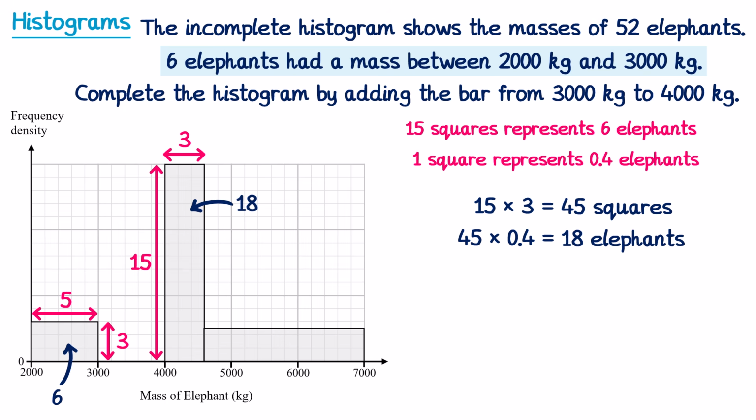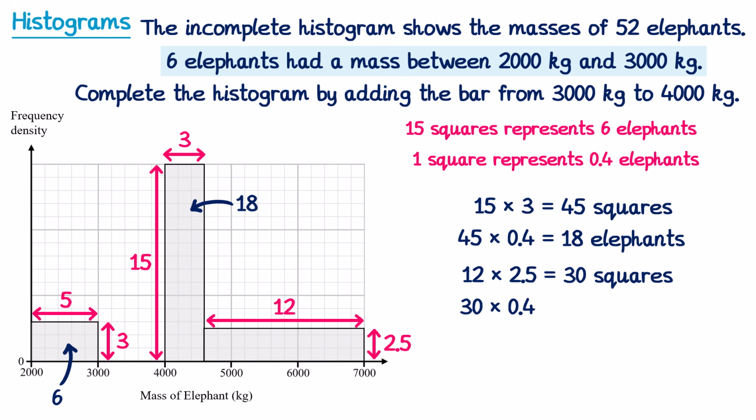And let's do the same with the final bar. This one has a height of 2.5 squares, a width of 12 squares, and if you multiply 12 and 2.5 together, you find this bar has an area of 30 squares. But each of those squares represents 0.4 elephants, so if we do 30 multiplied by 0.4, this bar represents 12 elephants. So there are 12 elephants in this bar here.